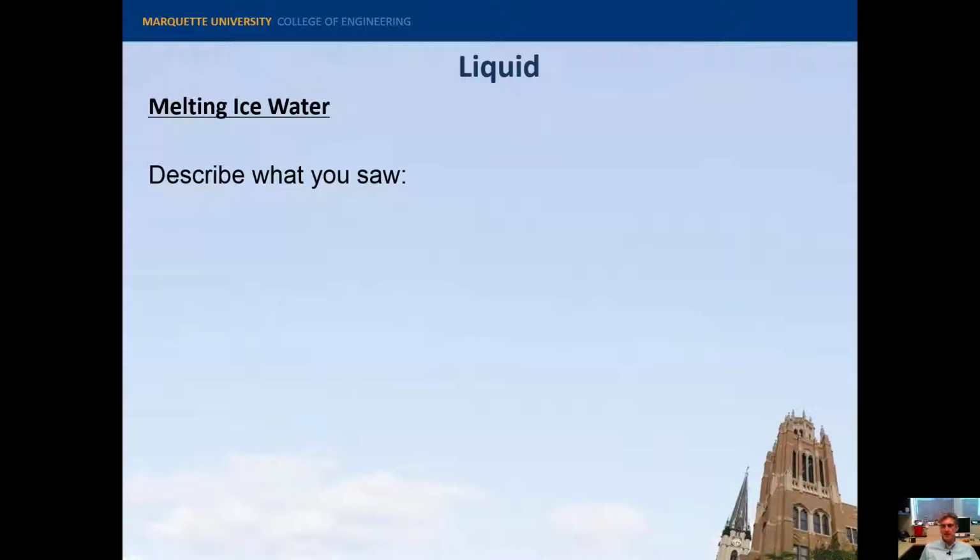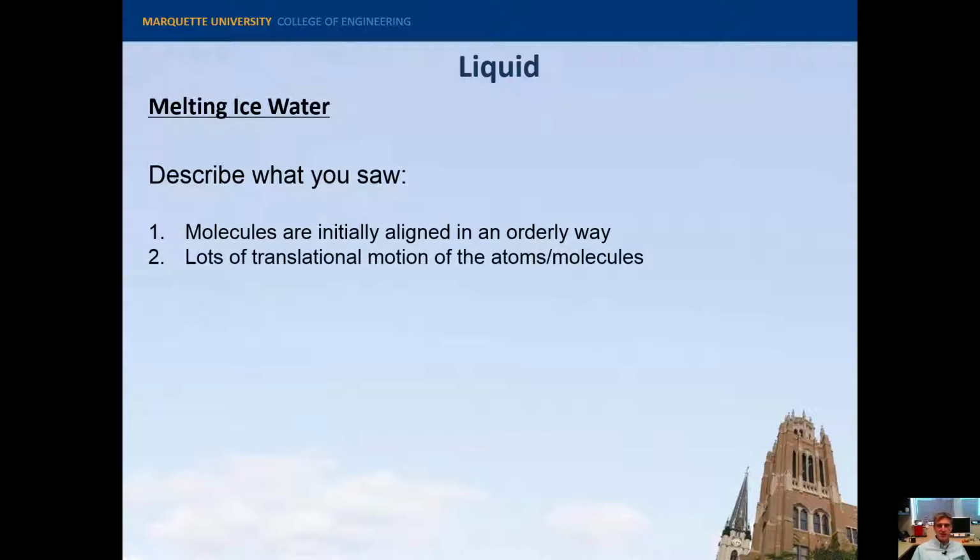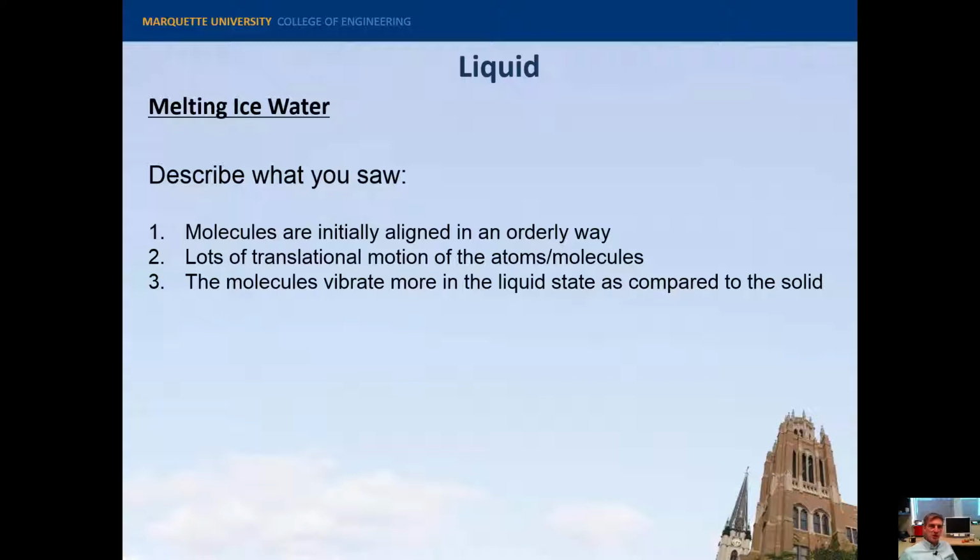What did you see in this video? Well, the molecules are initially aligned in a very ordered way, like in a lattice-like structure. There's lots of translational motion of the atoms and molecules. Once it melts, it becomes a liquid and then eventually a gas. And the molecules vibrate more in the liquid state as compared to the solid state. As they took on more energy, that energy had to go somewhere.